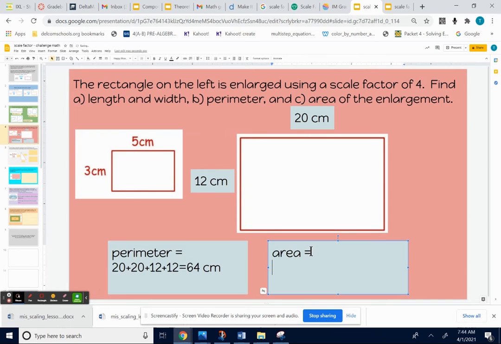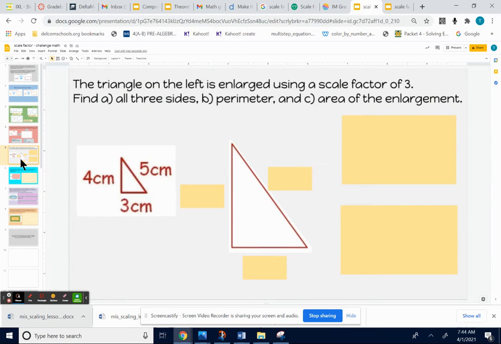Okay, the area of a rectangle is length times width. So that would be 20 times 12, which is 240 centimeters squared. Okay, try the next one on your own. Okay, pause the video. Try the triangle one on your own just to make sure you can do this. Okay, then we'll check it over.